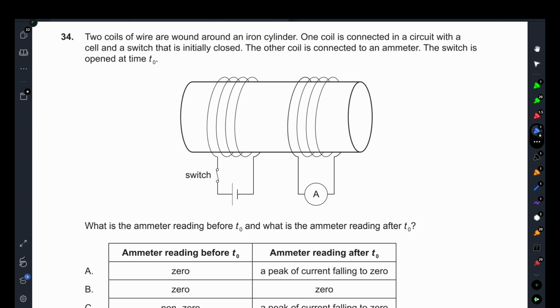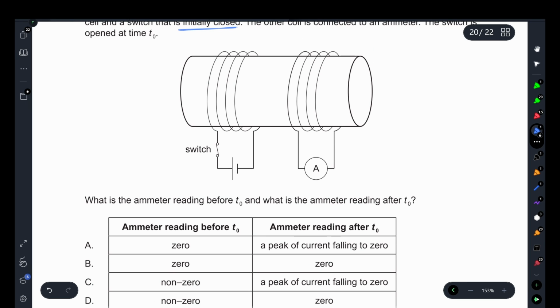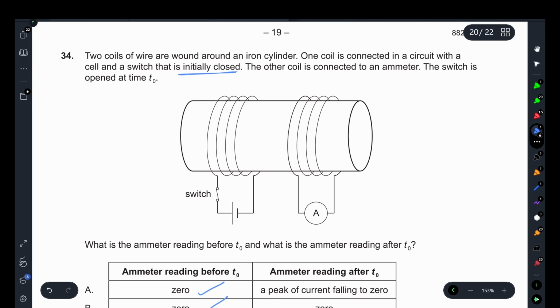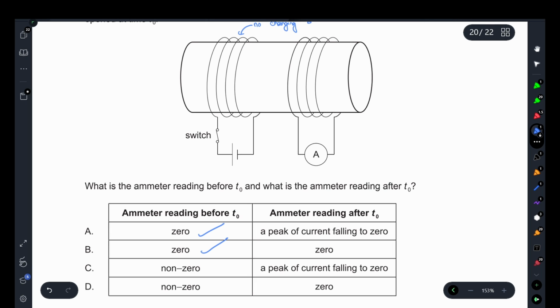Moving on to question number 34, which is a pretty simple question of mutual inductance. We see that the switch is initially closed. This is a very important step because sometimes they say it's open, but in reality, it doesn't really change that much. Since it's closed, the ammeter reading before T0 is 0 because there is no changing magnetic field. This means that there's no induction in this coil, and that means there's no current running through the wire.